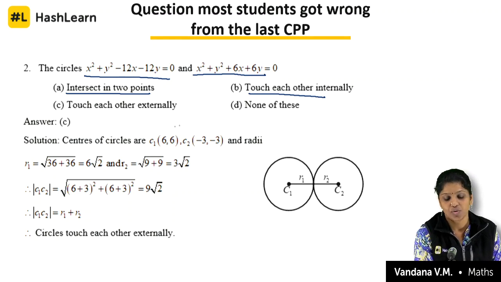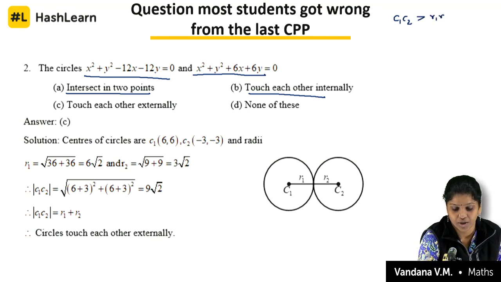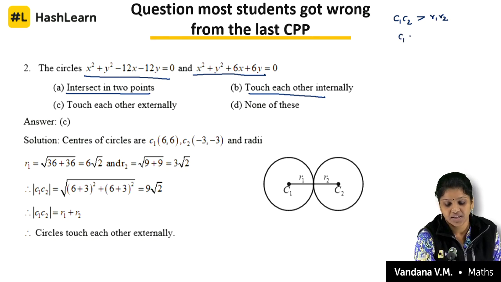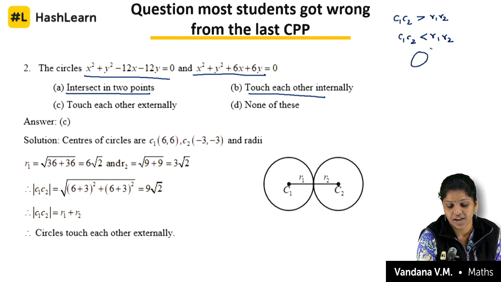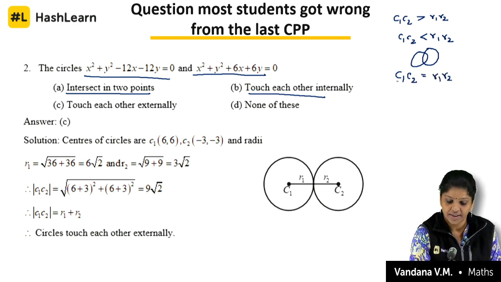Yesterday I told you what the condition is. If C1C2 is greater than R1 plus R2, the circles will not intersect. If C1C2 is less than R1 plus R2, then it is intersecting at 2 points. If C1C2 is equal to R1 plus R2, then they touch at 1 point.